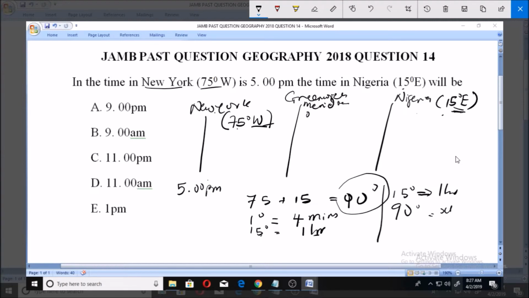So in essence, the time in Nigeria is going to be the 5 p.m. that we have plus the 6 hours. If you add 6 hours to 5 p.m., what are we going to have? We are going to have 11 p.m. So the answer is actually C, 11 p.m.